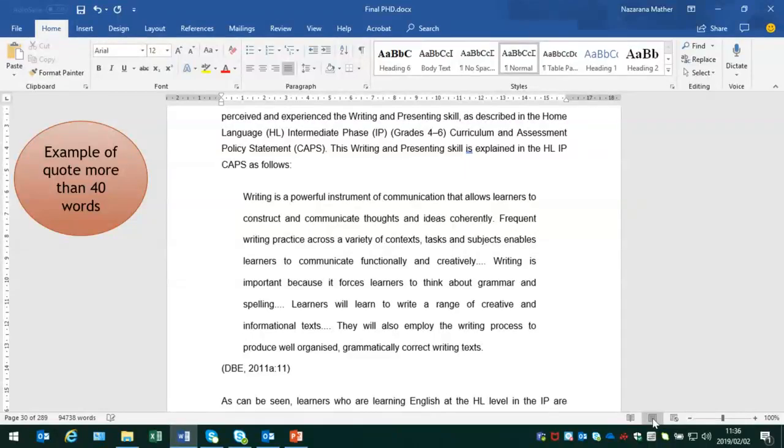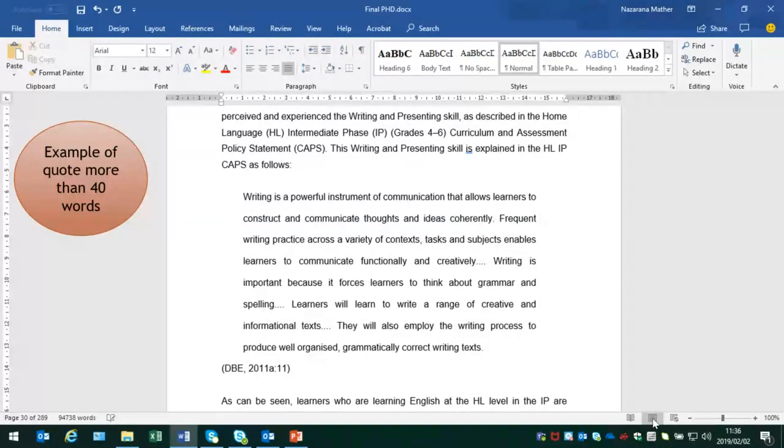In this case, the creator is the Department of Basic Education, DBE. The year of publication is 2011. Don't worry about the A for now. You can see I have a colon here and the page number is 11. Close brackets, and then I carry on with the rest of whatever I was saying. So this is what a quotation of more than 40 words will look like in your submission if you ever need to use it.